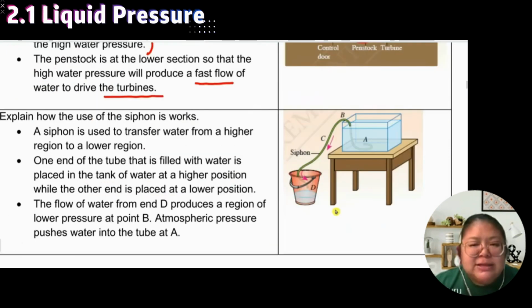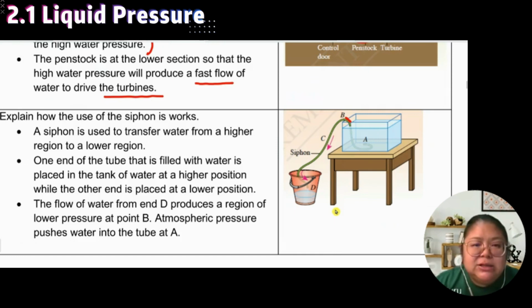Okay, and the next one is a siphon tube. This is one of the applications you can use. Transfer the water from the aquarium to the pail. Maybe the water is already dirty and you want to change it to become cleaner. So explain how a siphon works.